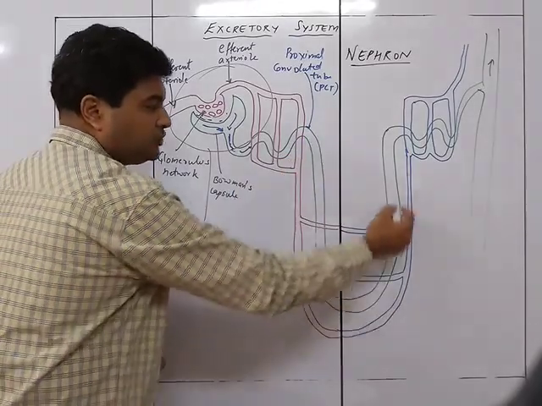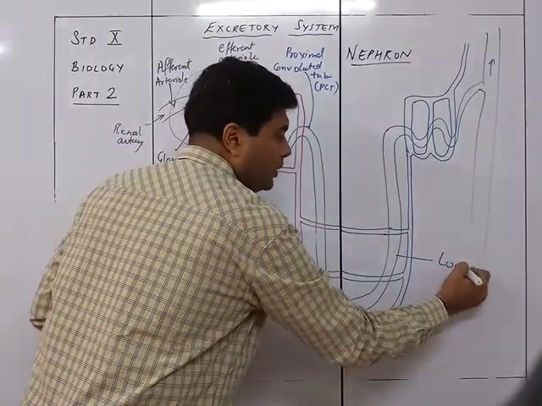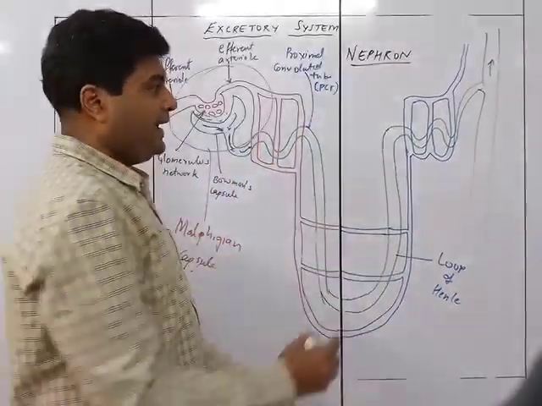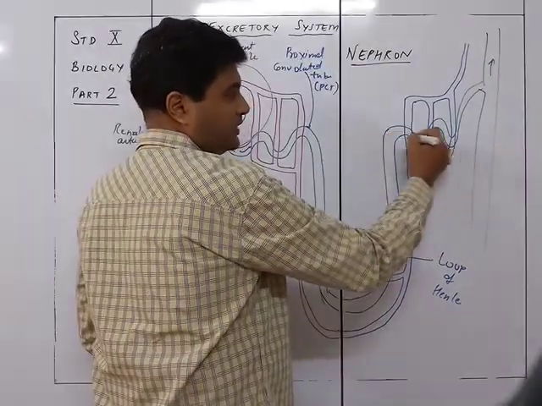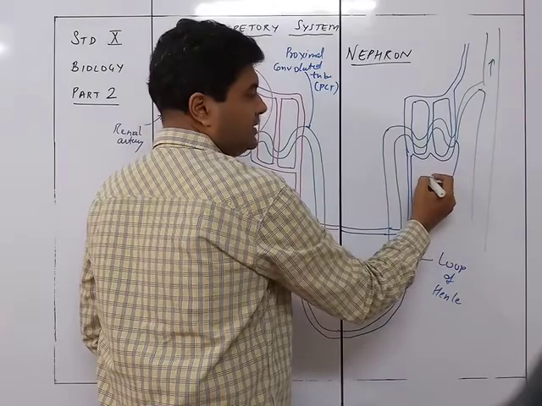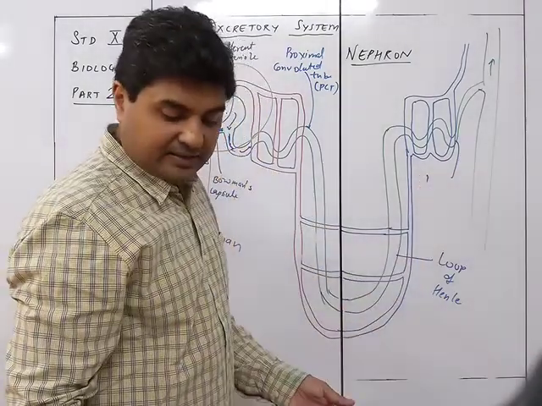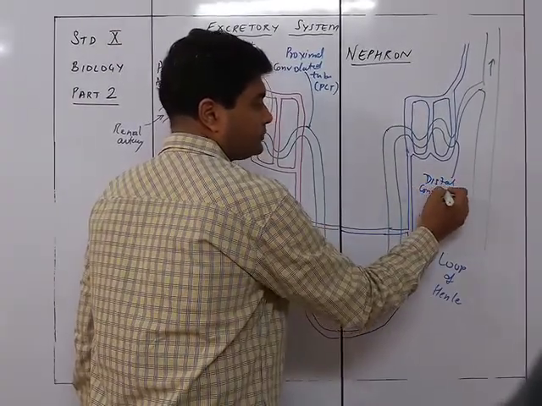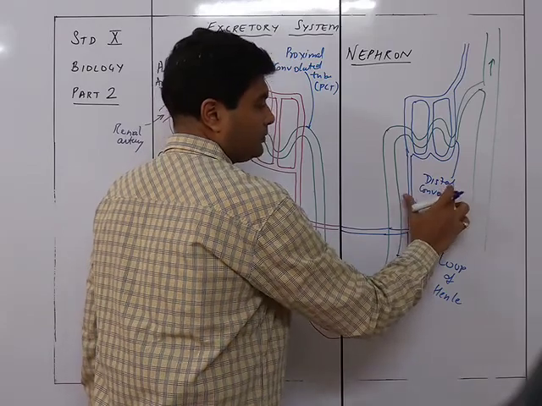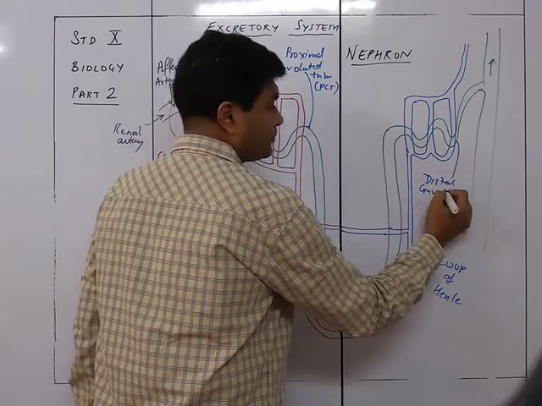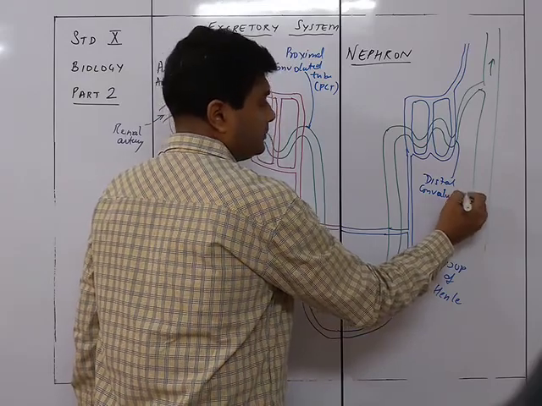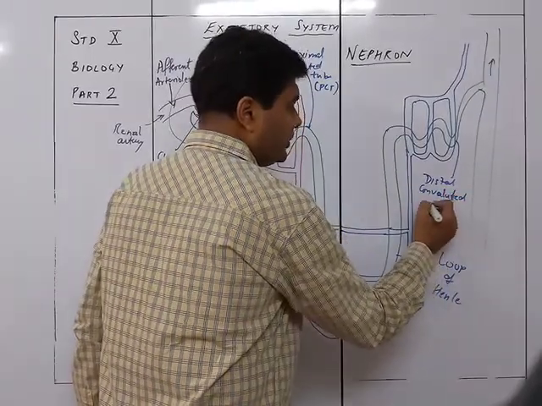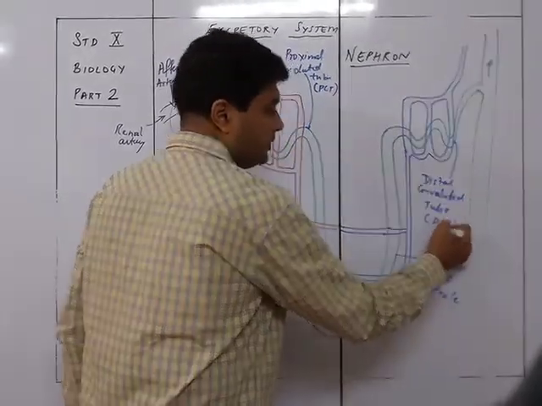Then it goes over here. This particular cord is called the loop of Henle. And then the other part, the green part over here, is called the DCT, that is, the distal convoluted tube.